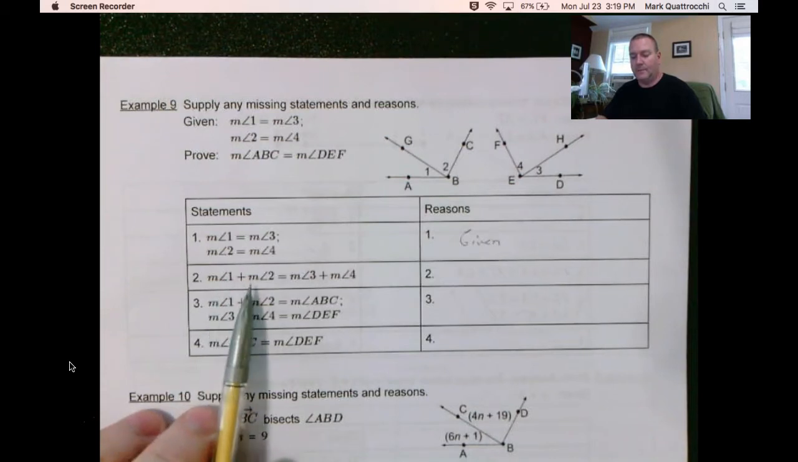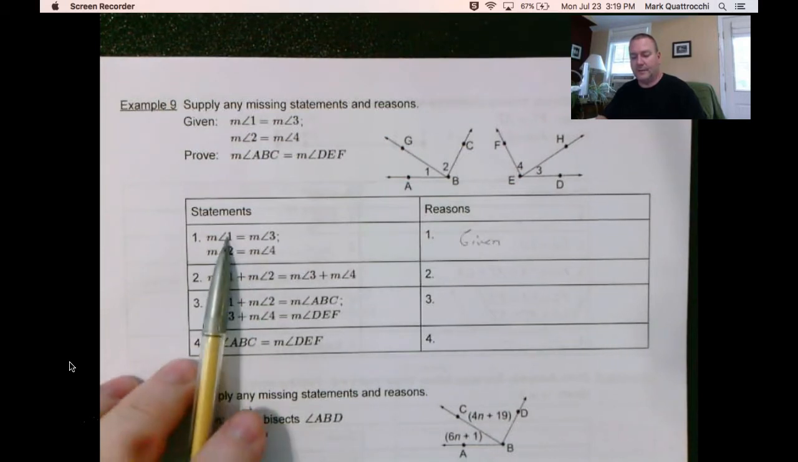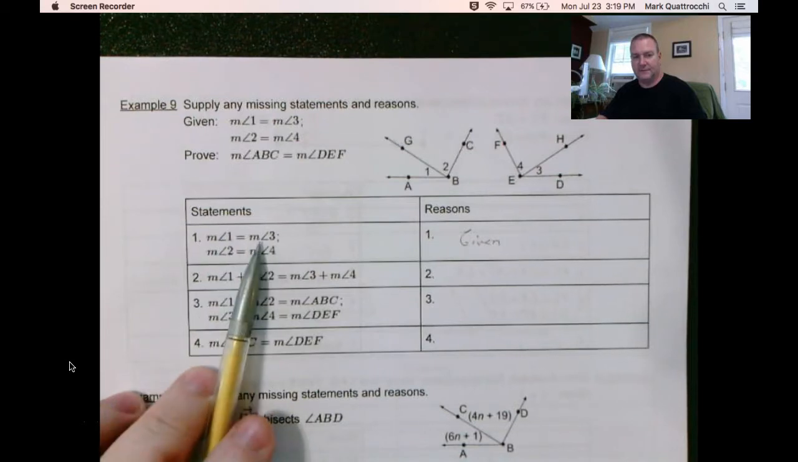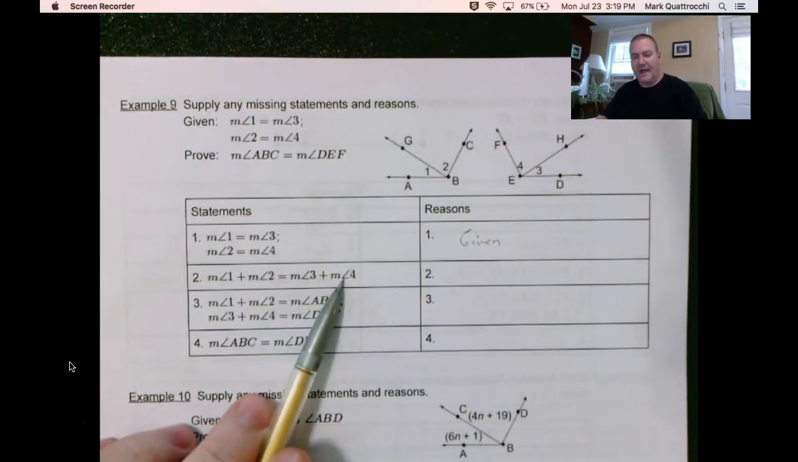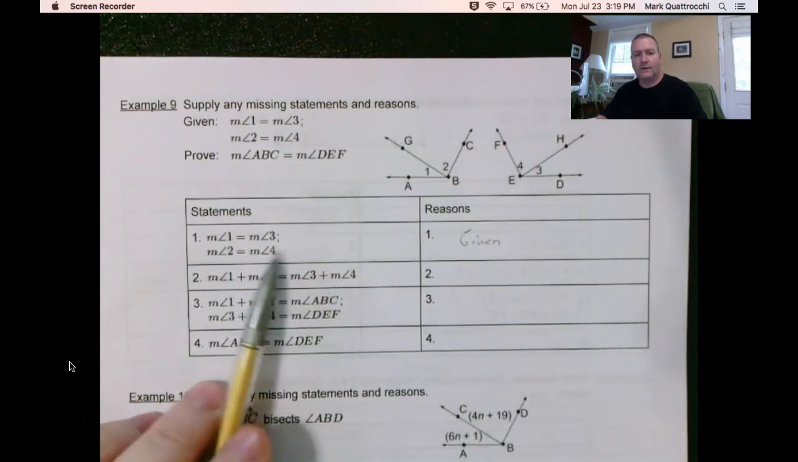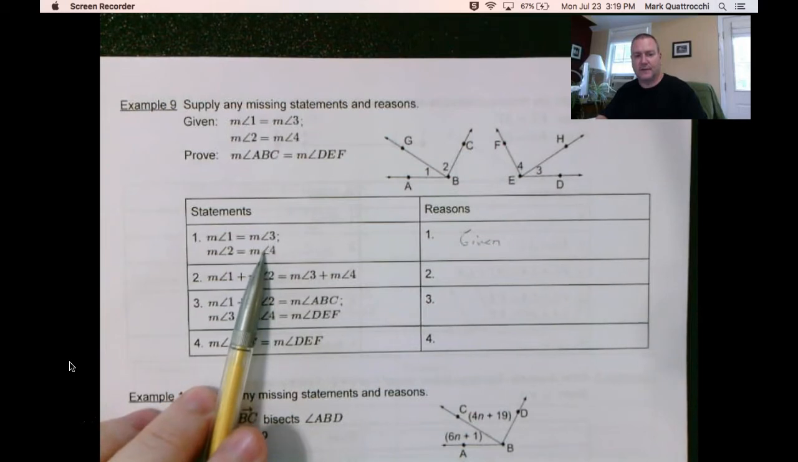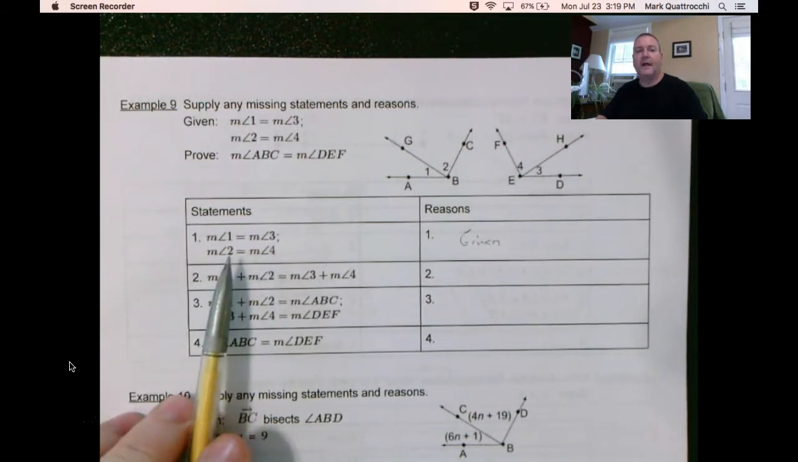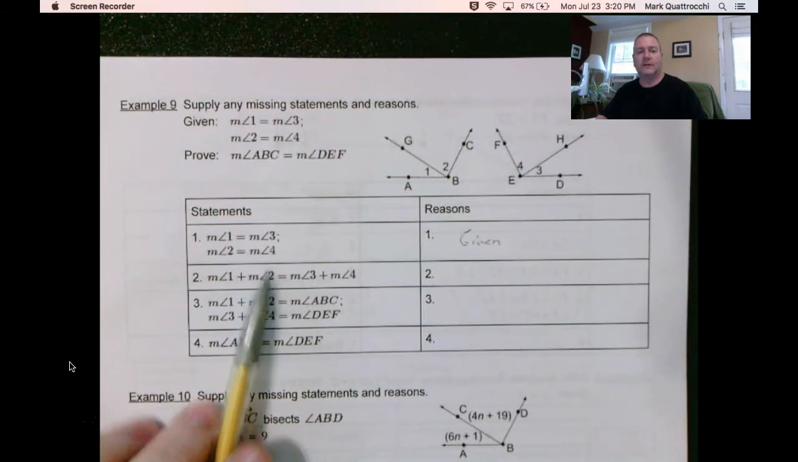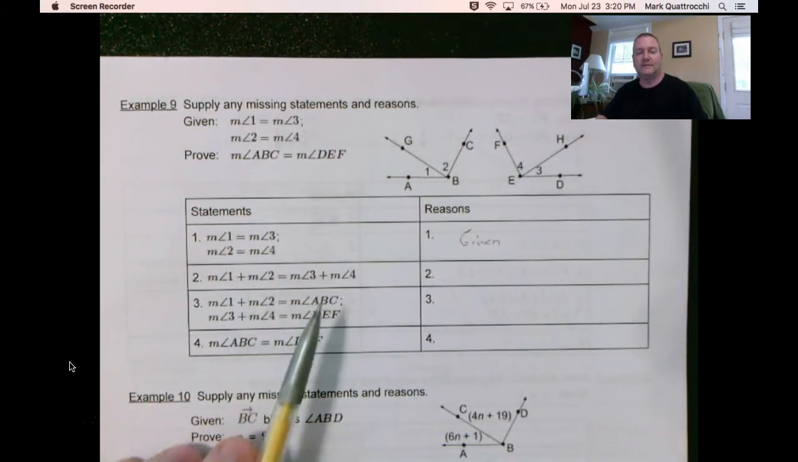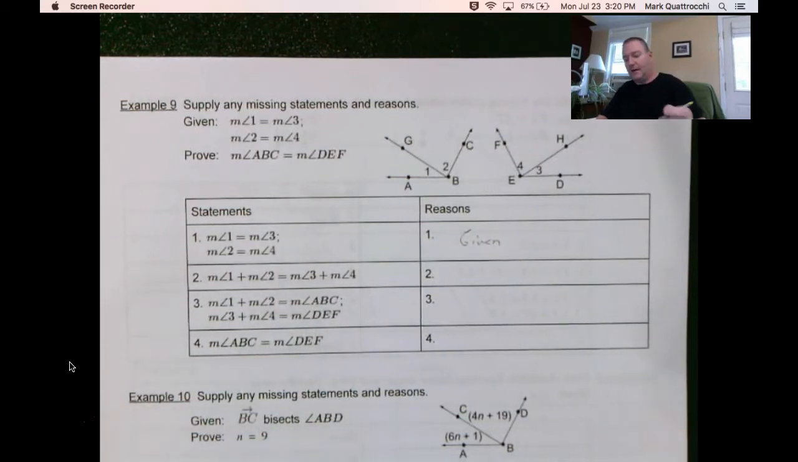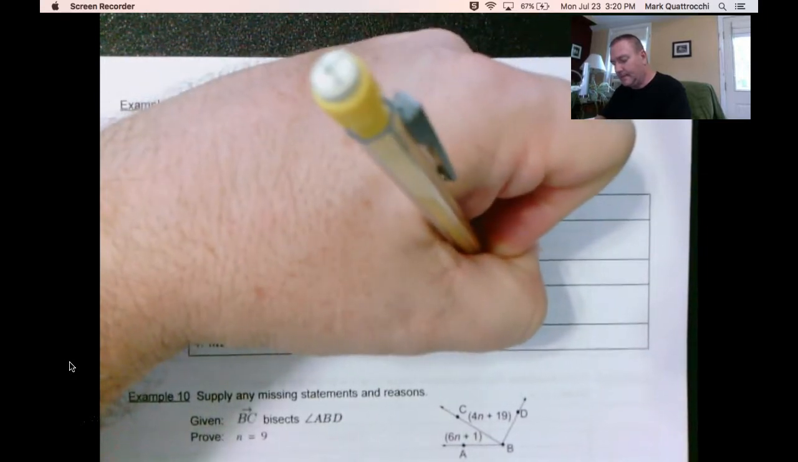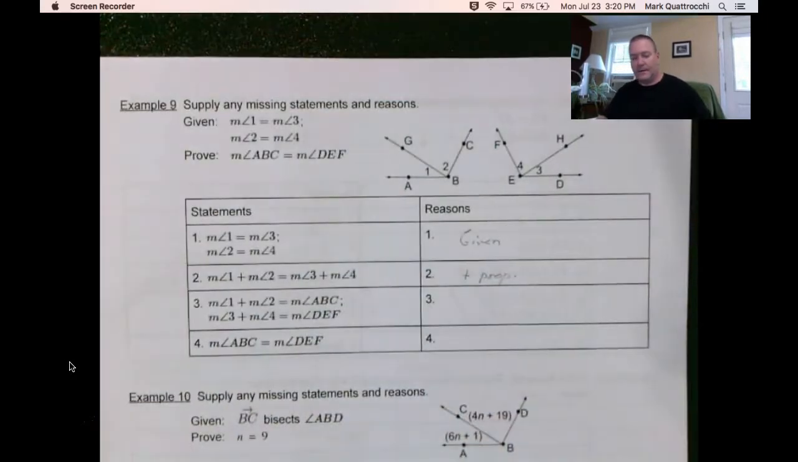Measure of angle 1 plus the measure of angle 2. It looks like I'm adding angle 2 to the left-hand side of this first statement. And it looks like I'm adding angle 4 to the right-hand side of this first statement. Can I do that? Yes, because angles 2 and 4 are equal to each other. So I'm adding equal things to the left and to the right-hand side of an equation. That is the addition property. We are allowed to do that.